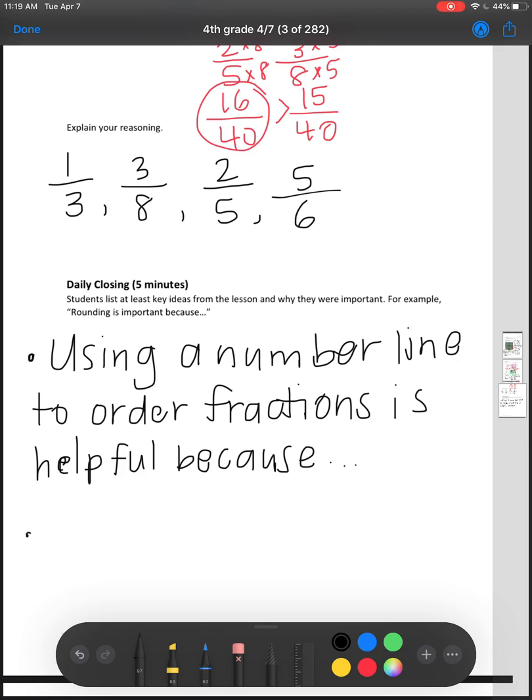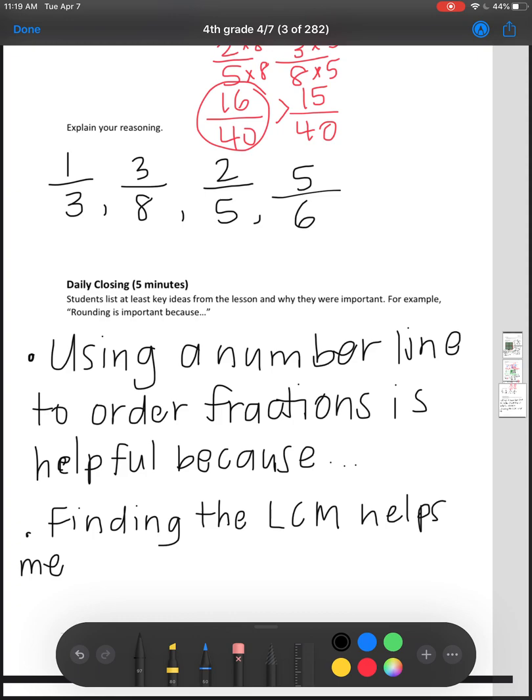You could say, finding the LCM helps me compare fractions by, okay, how does it help you? So whatever the key ideas were that you took away from this lesson, go ahead and write them down. 1 or 2 key ideas is fine. And you are done with day 2 for today.